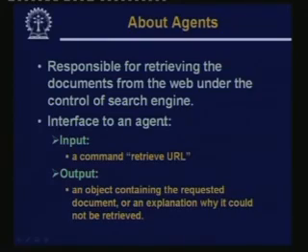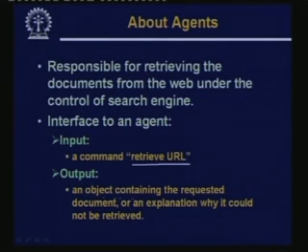The interface to an agent will be simple. The search engine will simply give it a command like retrieve a given URL. So, if you are an agent, I will simply tell you that this is a URL, I want you to retrieve it and give it back to me. So the interface is very simple: input, and output. What you will be giving back to me is an object that will contain the requested document.